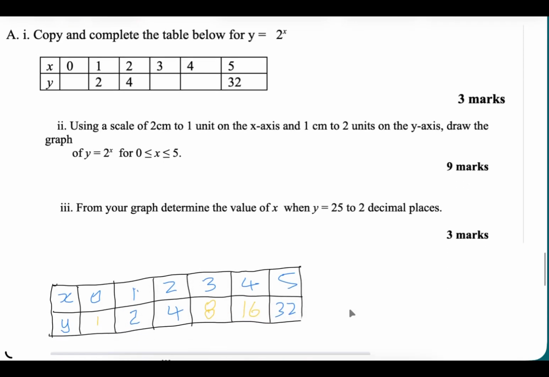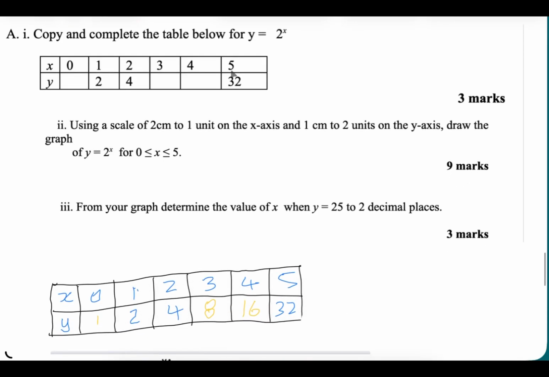So for your table to complete, we're given the x values 0, 1, 2, 3, 4, 5. We have to fill in the y value at 0, which is 1, because that is 2 to the 0. The y value at 3, which is 8, because that is 2 to the 3rd power. The y value at 4 is 16. That's 2 to the 4th power. So you've completed the table, got your 3 marks for those 3 numbers that you placed in the table.